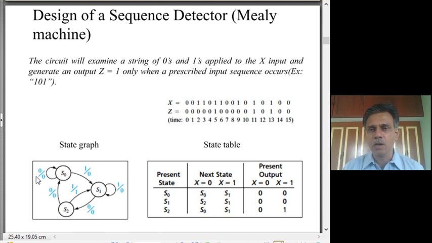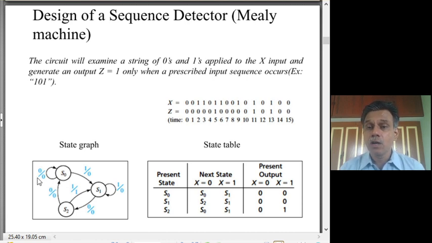We separate the input and output by a dash. Here 0 dash 0 means 0 is the input and 0 is the output. Later we will have 1 dash 0, which means here 1 is the input and 0 is the output. Here we will have 1 is the input and 1 is the output. So this is how we label it.